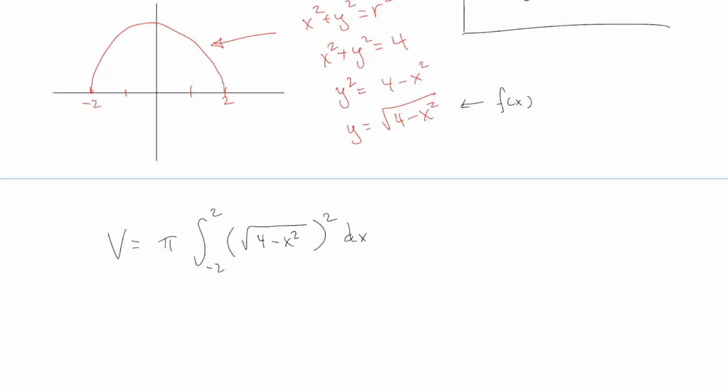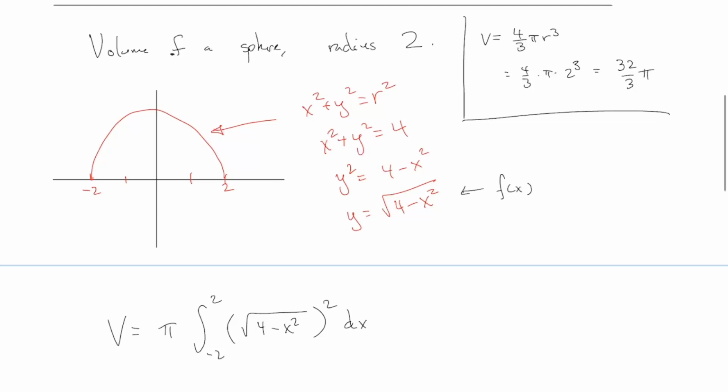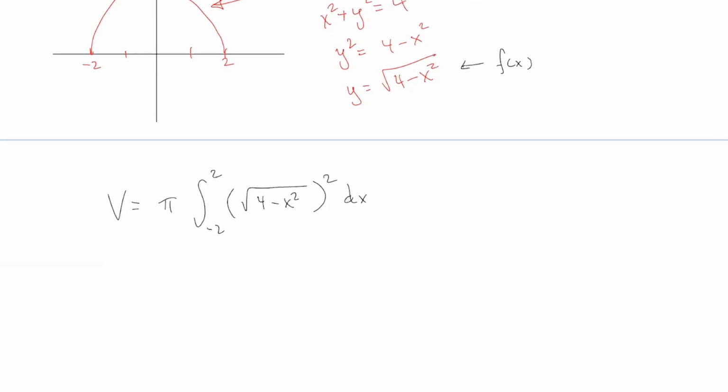All right, and let's see if we can work this out. Remember, we said before, up in the box there, the answer should be 32 over 3 times pi. Let's see if we can make it happen. So, any suggestion? What can we do to simplify on the inside? The inside actually looks fairly crazy with the radical sign and then the squaring. What happens with all that stuff?